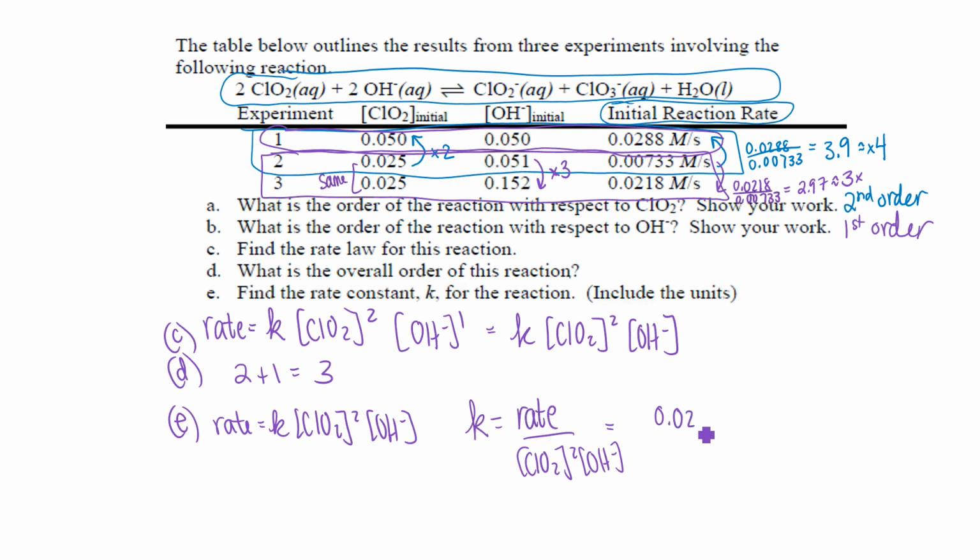So I'm going to say the rate is 0.0288 molarity per second. And then the bottom, I've got 0.050 molarity squared, and I've got 0.050 molarity over here. So what I'm going to do is I'm going to first plug these numbers into my calculator. So 0.0288 divided by 0.05 squared and 0.05. If I plug that in my calculator, I should get 230. That's rounded to 2 sig figs. If you're wondering if yours looks a little bit differently, that's why I wrote it like this.